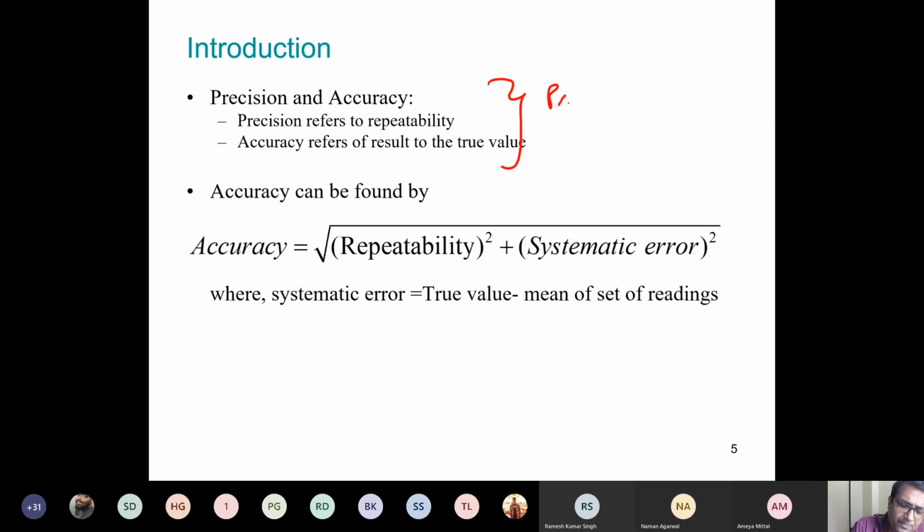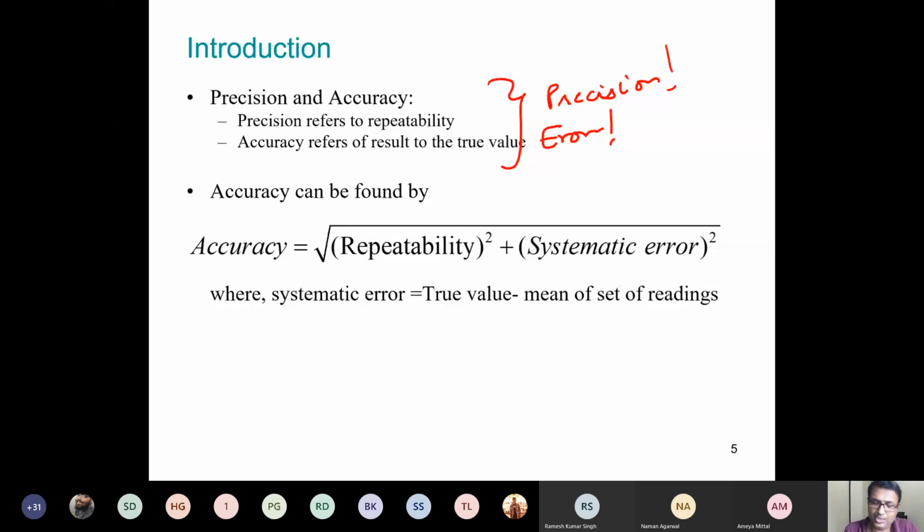There is something called precision, and there is something called systematic error. Can somebody tell what precision means? What do you mean by precise? Is precision and accuracy the same thing? Is being precise the same as being accurate? Why not? How are they different? Okay, very good. Precision means low variance.